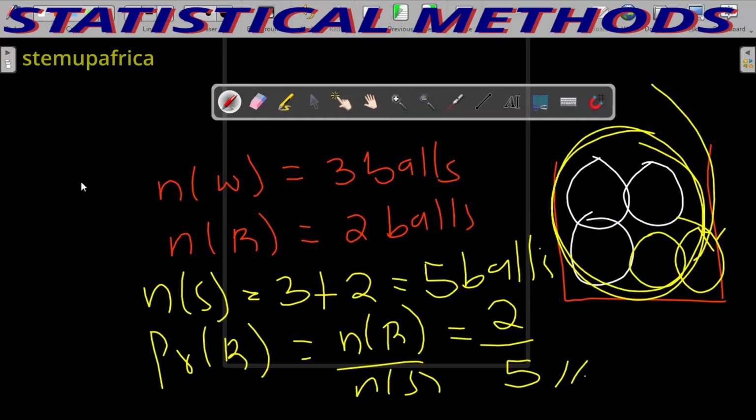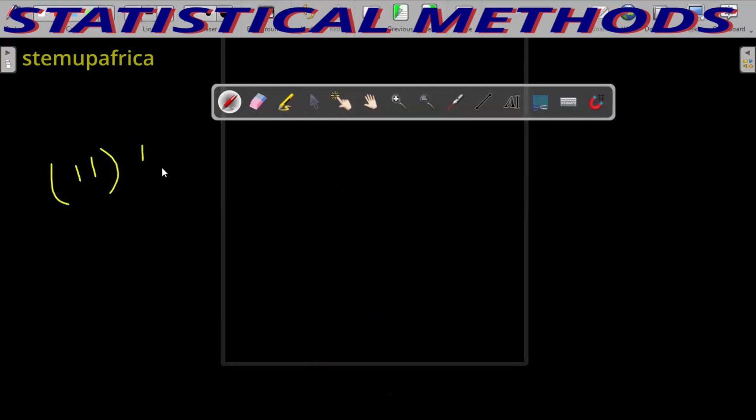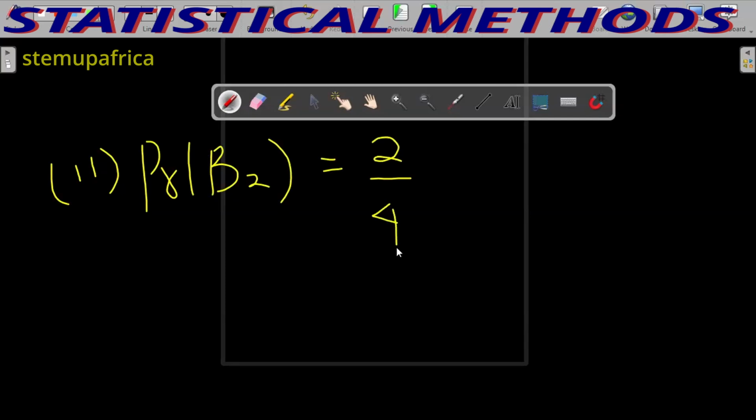So remember, P(B2), the second black ball, will now be 2 divided by 4. Because by taking the black ball, the number of balls in the bag has reduced. I didn't put it back. So the number of balls now is not 5 but 4. So 2 here is 1, 2 here is 2. Our answer is now 1 over 2.